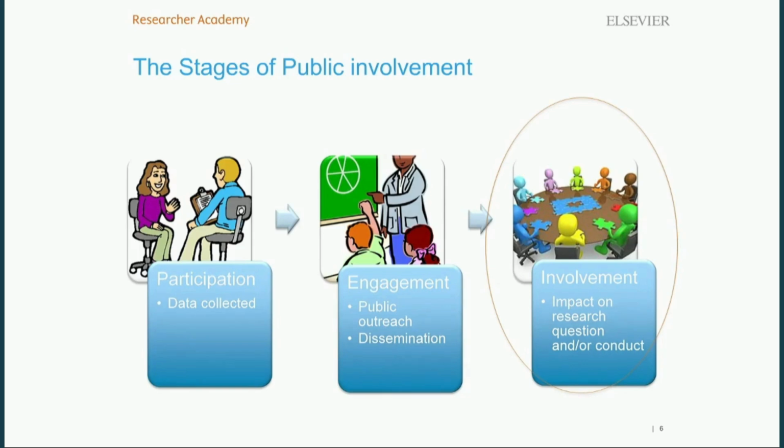So just to start with, looking at the stages of involving the public in your research. There's participation, which is the data collection from research subjects. We then move on to engagement, which is the public outreach activities that you may be undertaking, and there's dissemination as well, which will fall under that engagement. And then we move one step further and we're talking about involvement, and this is what we're focusing on today. This is where the public are actually having an impact on the research questions that you're asking, and they're also having an impact on how you're conducting your research.